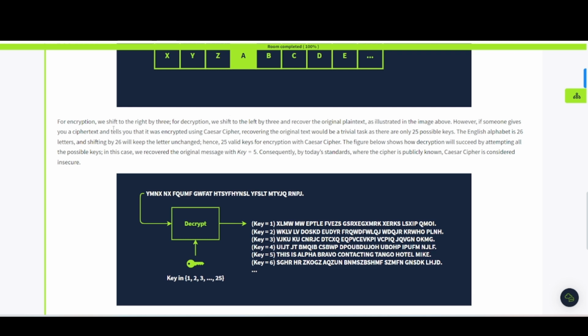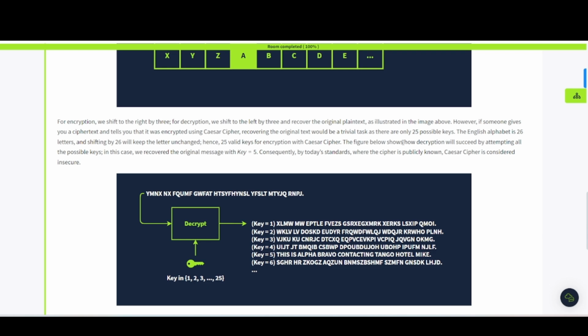However, if someone gives you a ciphertext and tells you that it is encrypted using Caesar cipher, recovering the original text would be a trivial task as there are only 25 possible keys. The English alphabet is 26 letters, and shifting by 26 will keep the letter unchanged, hence 25 valid keys for encryption with the Caesar cipher.